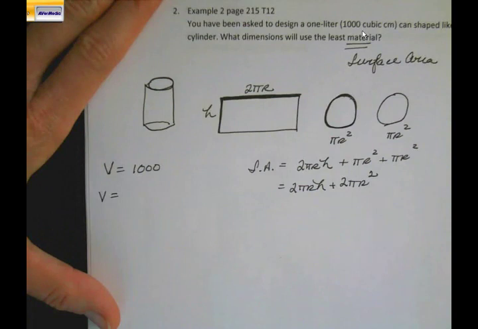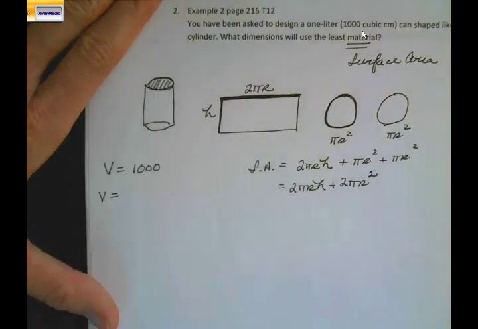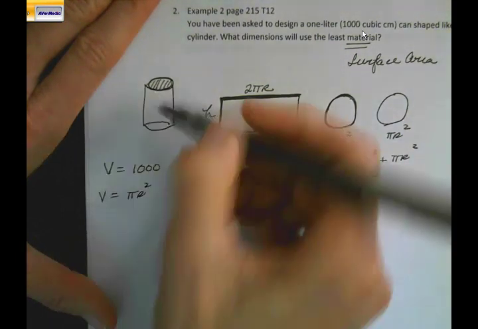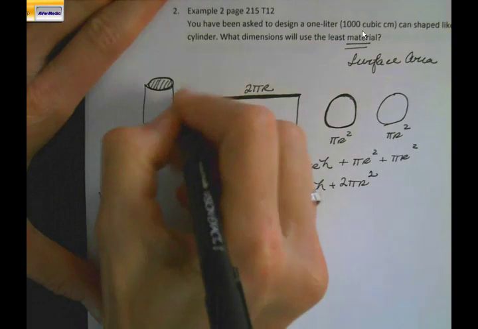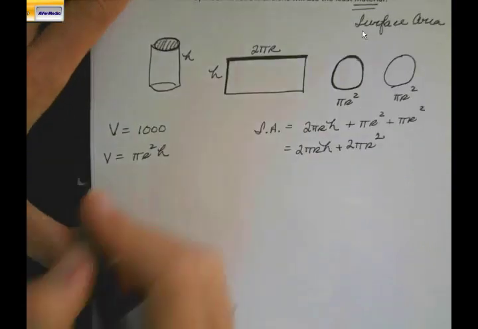You might remember it's the area of the top times the height of the can, right? The area of the top of the can is pi r squared. And if you take the top and slide it to the bottom, that's your height. So pi r squared times height is the volume of a right circular cylinder. So we know that this is 1,000.